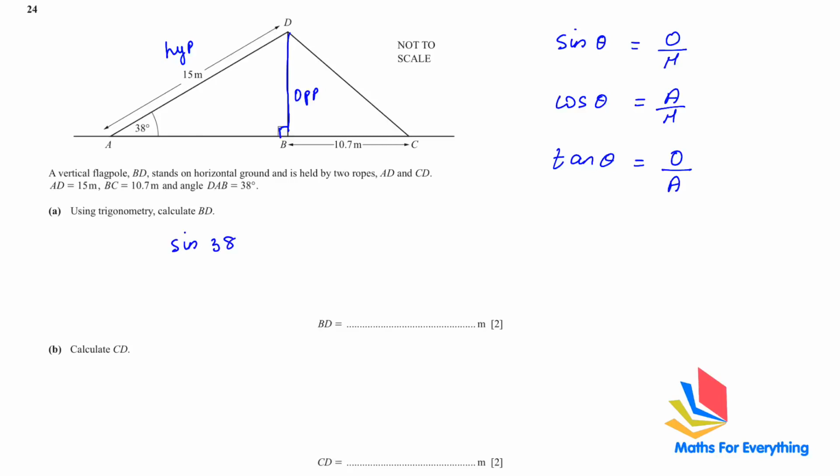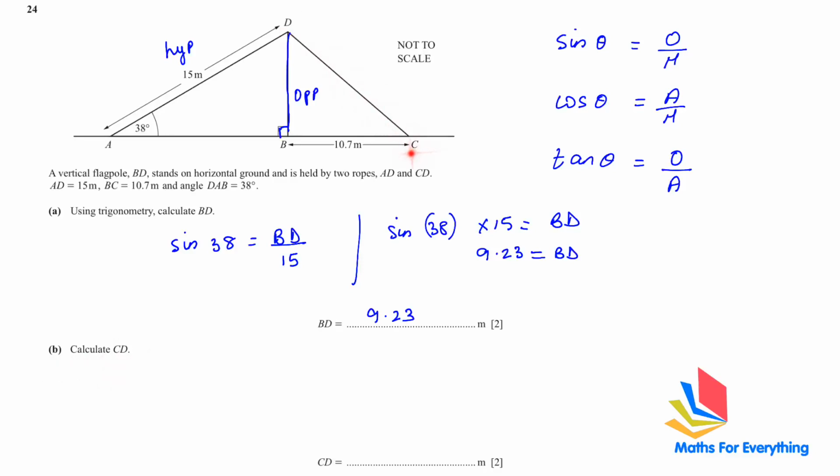Sine 38 is equal to opposite, which is BD, over the hypotenuse, which is 15. Therefore, sine 38 times 15 is BD, and we will get 9.23. You can leave it as 9.23 or 9.2 meters. Next, we have to calculate CD.